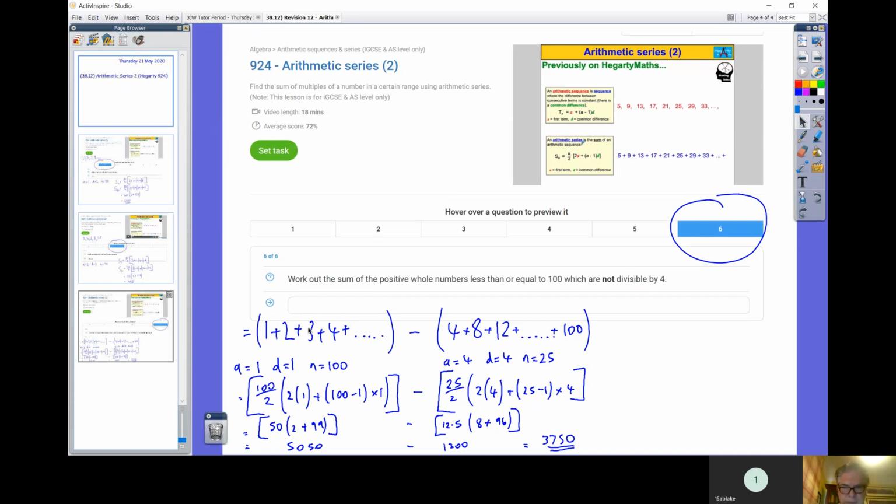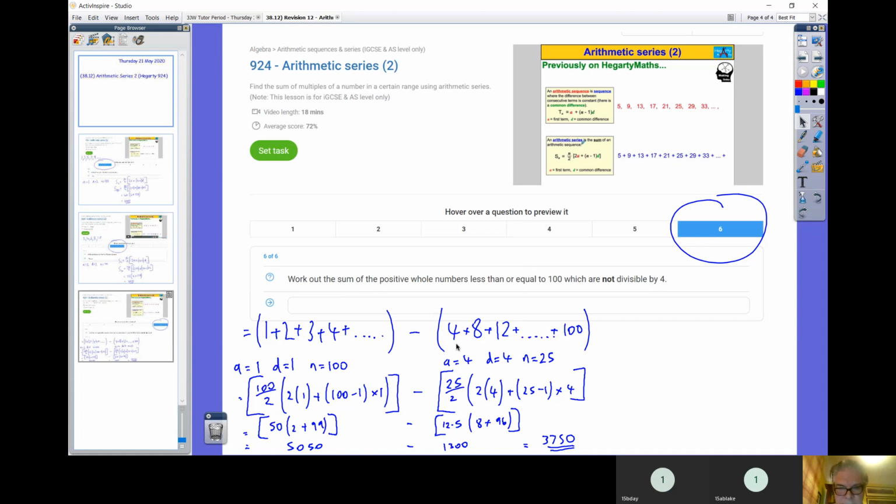Let's do that bit by bit. All the numbers are going to be 1 all the way up to 100. So A is 1, D is 1, N is 100. That's working out the sum of the positive whole numbers less than or equal to 100. But then we're taking away those which are divisible by 4. Which numbers up to and including 100 are divisible by 4? Well, that's 4, 8, 12, 16, and so on, all the way up to 100.